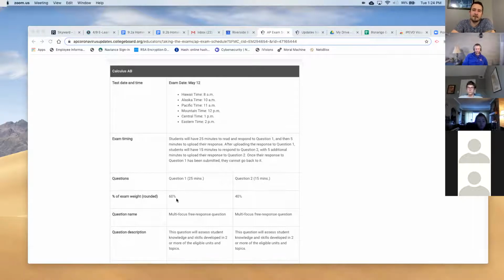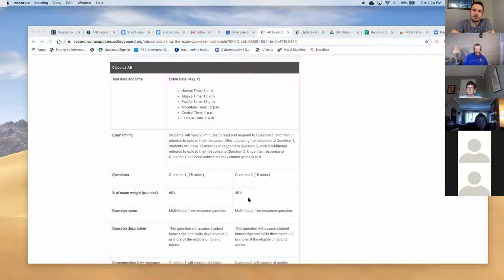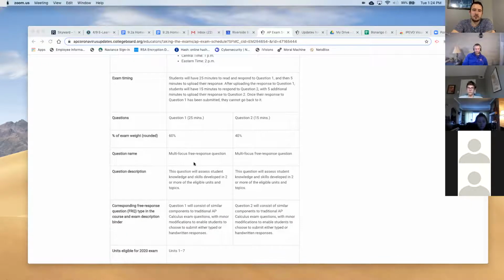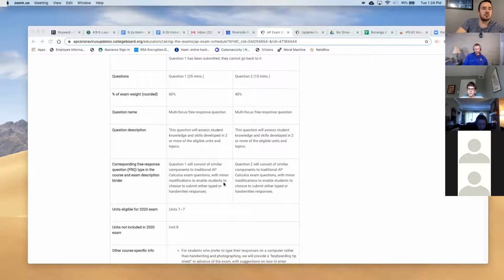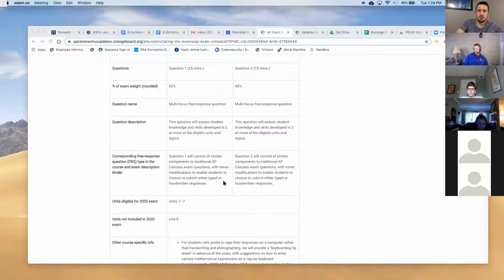And so it's going to be 60%, 40%, and it's going to be, you know, free response question, but that 25-minute question, I think is going to kind of be like a super FRQ, because in the past, all of the FRQs have been like 15 minutes on average. And so if this is 25 minutes and it's worth 60% of the grade, it's probably going to have a whole ton of different parts to it. Any questions about that?